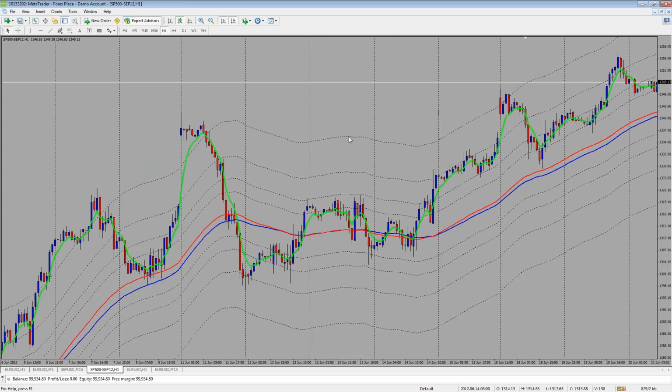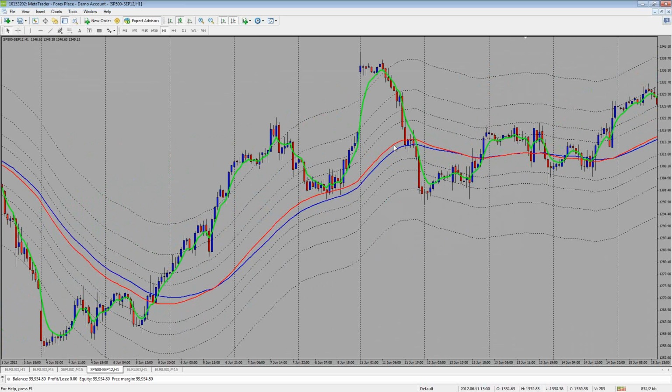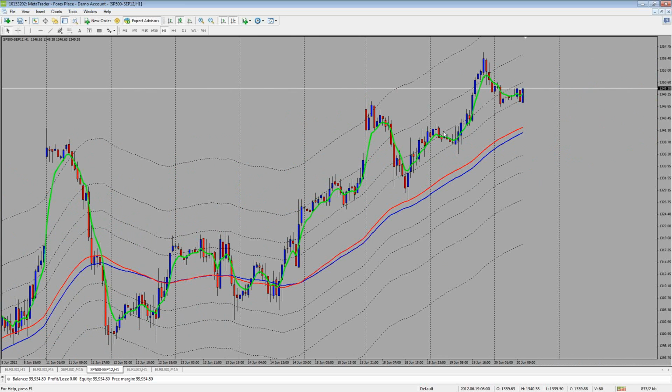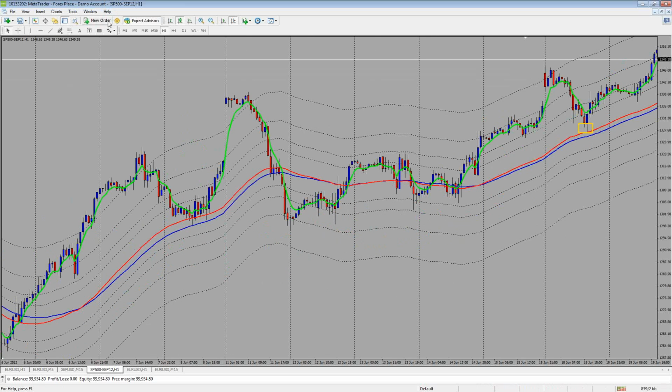Now, the levels themselves also give us additional support and resistance levels. And the central moving averages can also obviously serve as support and resistance. So you can see here many times how the price found support around these central moving averages, especially when the 5 moving average also comes near the central moving averages.